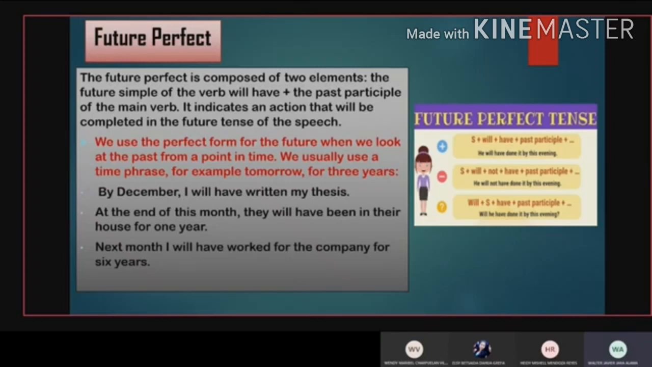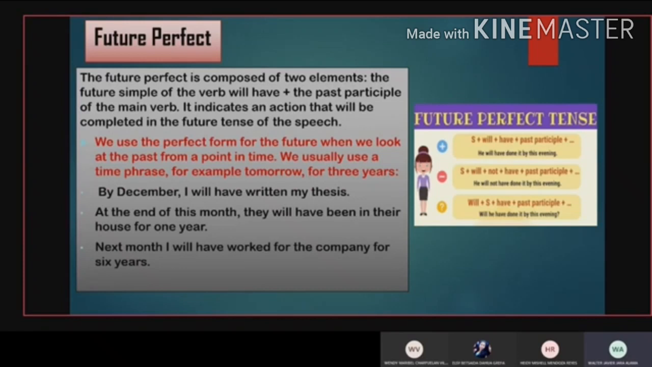We use the future perfect when we look at the past from a point in time. We usually use a time phrase, for example, "tomorrow" or "for 3 years". For example, by December, I will have written my thesis. In this month, they will have been in their house for 1 year. Next month, I will have worked for the company for 6 years.